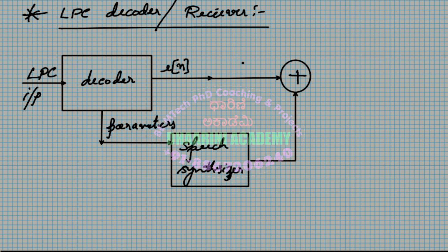Okay, so the error signal comes from here. This is what I'll write as the x cap of n, right? x cap of n will be added with the error signal to get the x of n. Okay, x of n is there.